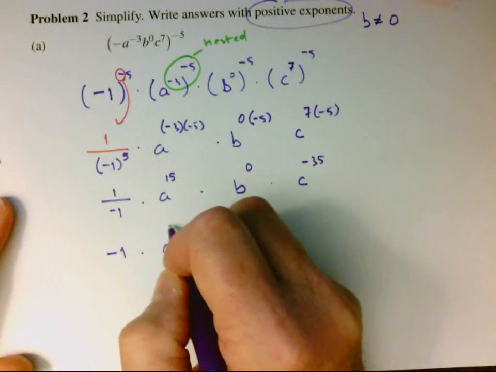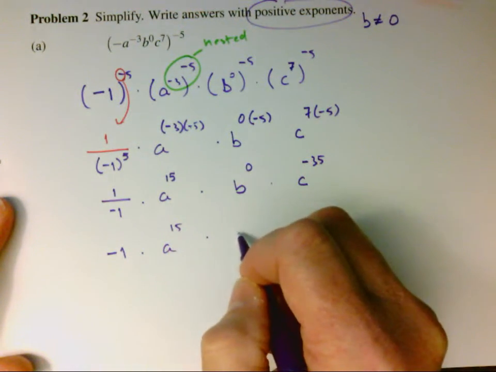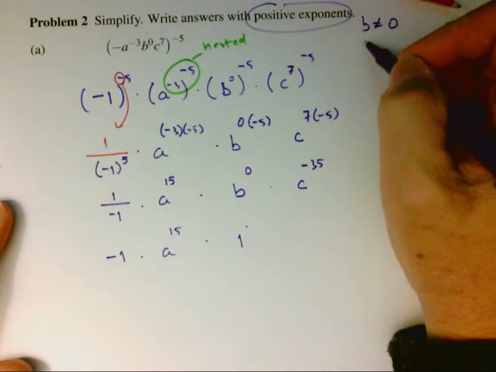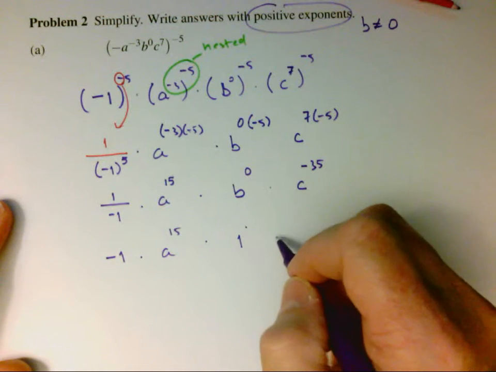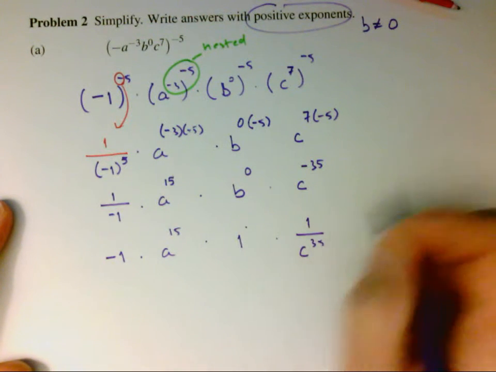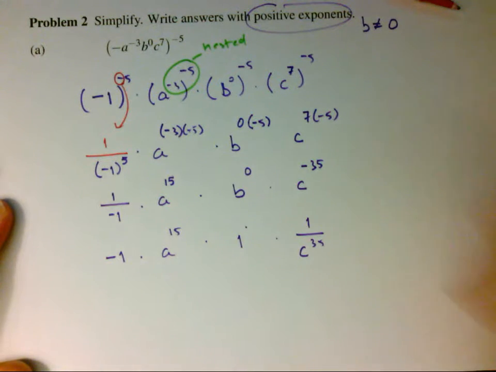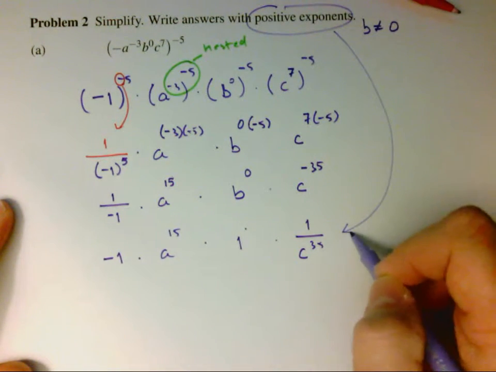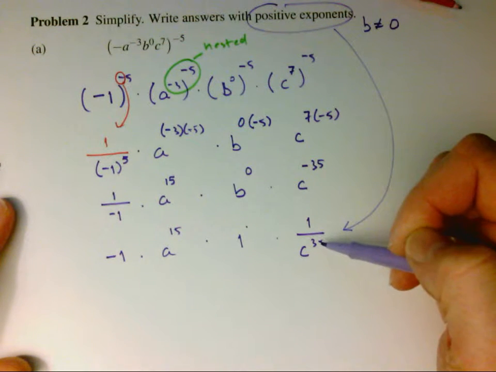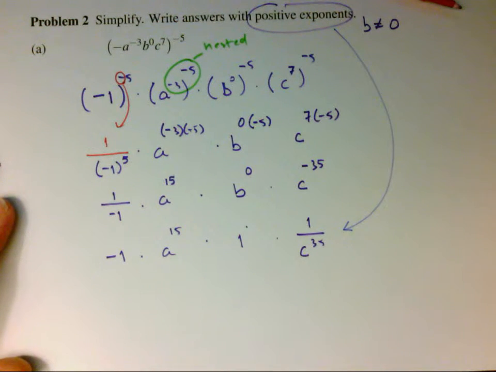So bringing this stuff down, you have a to the 15. b to the 0 is 1, since we're assuming that b doesn't equal 0. And then this is going to be 1 over c to the 35 because they said they wanted positive exponents. So if you've got a negative exponent, shove it into the denominator, and that'll get us a positive.